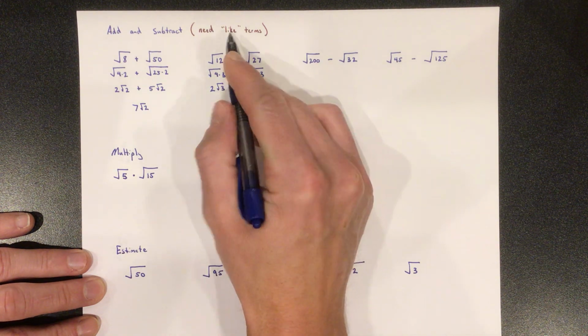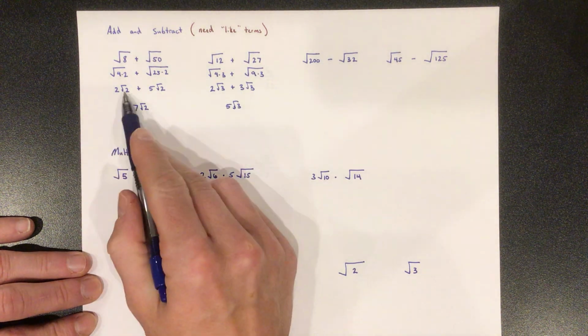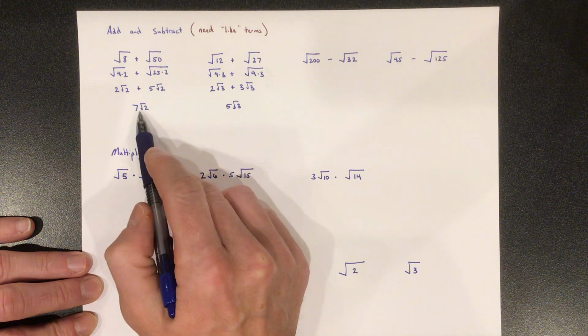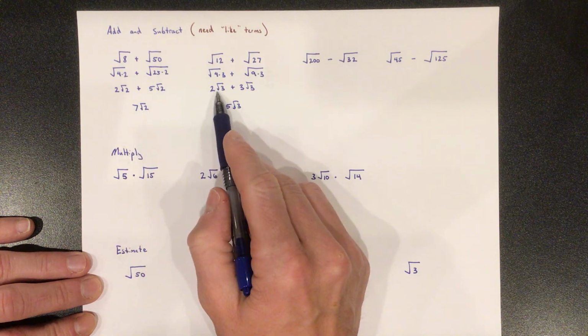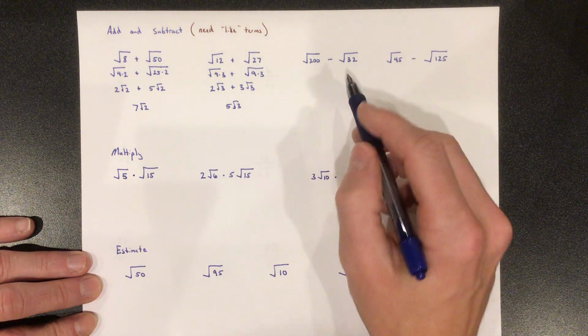So it's very similar to like terms when we're adding x squares and x's. They have to be the same. 2 radical 2's and 5 radical 2's is 7 radical 2's. 2 of those and 3 of those, there's 5 of those. And it wouldn't be any different if we subtracted them.